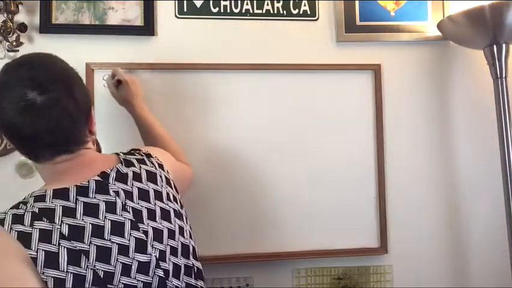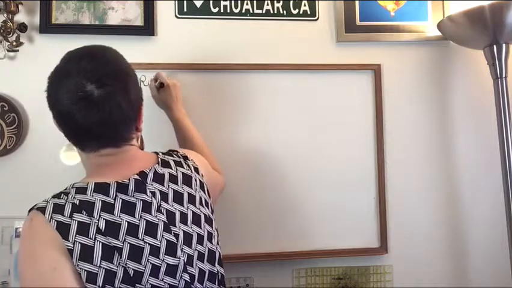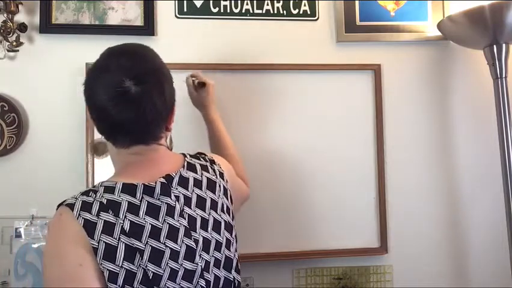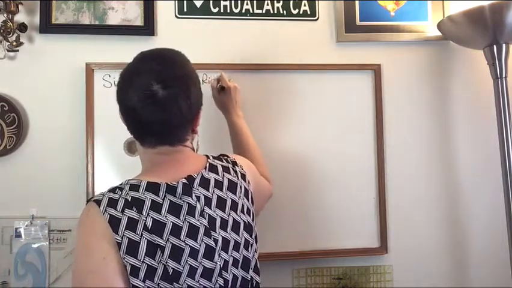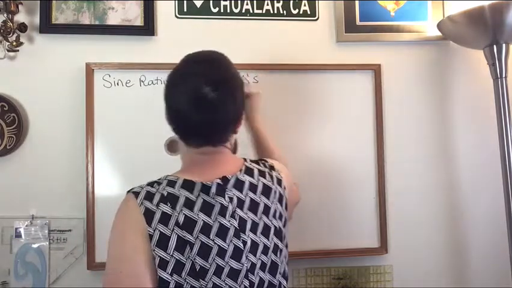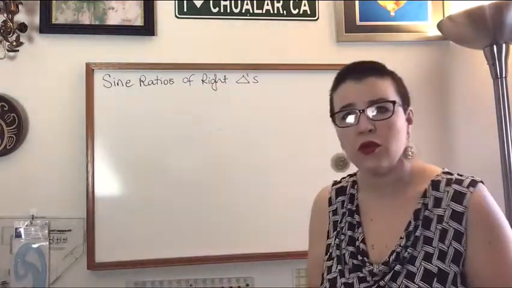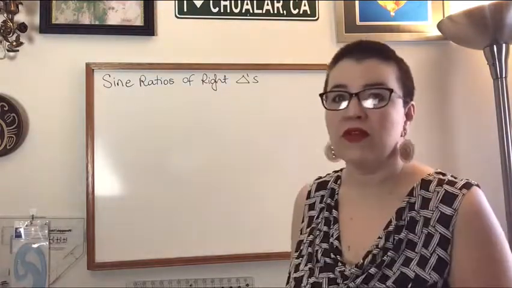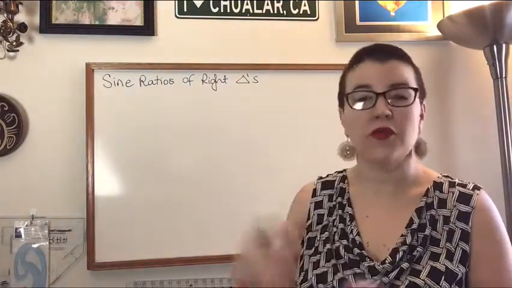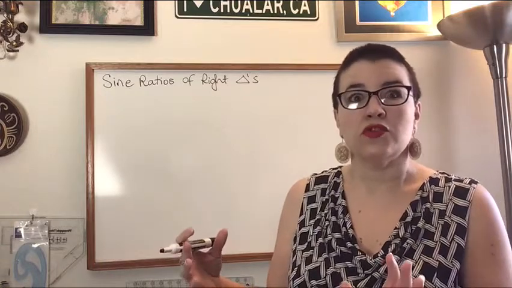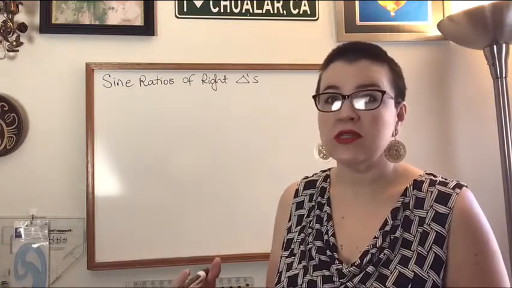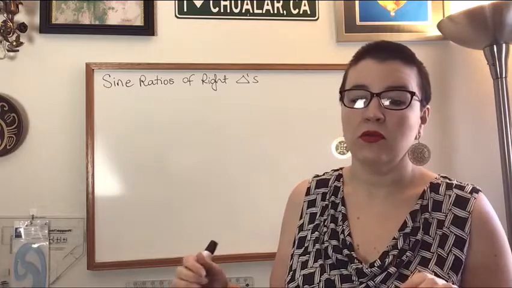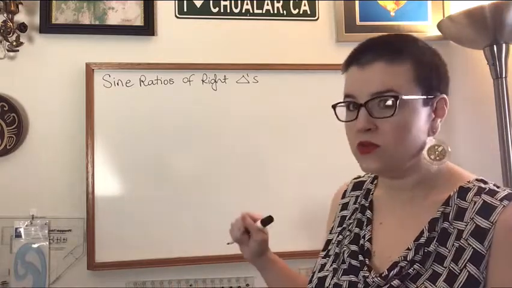All right, so this first one is sine ratios of right triangles. The right triangle aspect is really important because you don't use the ratios generally without a right triangle. There are other trig-related things that you can do when it's not a right triangle, but when it's a right triangle, we're just going to use the ratios.